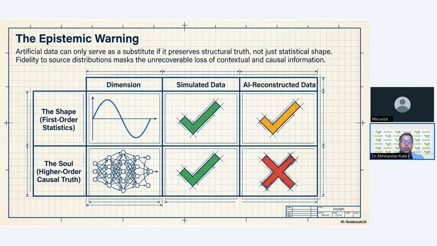So what do we have to do? Here is the warning: AI generated data can replicate first order statistics like means and distributions, but it fails to capture higher order causal relationships. In simple terms, you can get the shape of the data, but not the real meaning. You can identify the variables and tell what kind of result you want, but it is nowhere near the real data. So that is the problem.